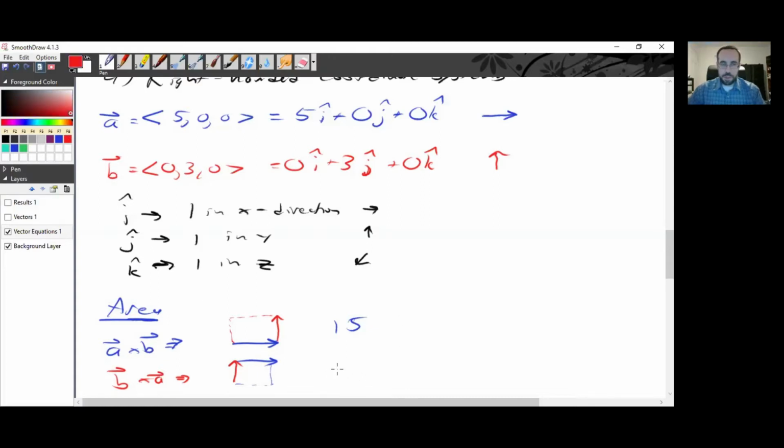Now, first of all, let's talk about these areas being vectors, because they are. How can an area be a vector? It's not something that we normally think of as a vector.